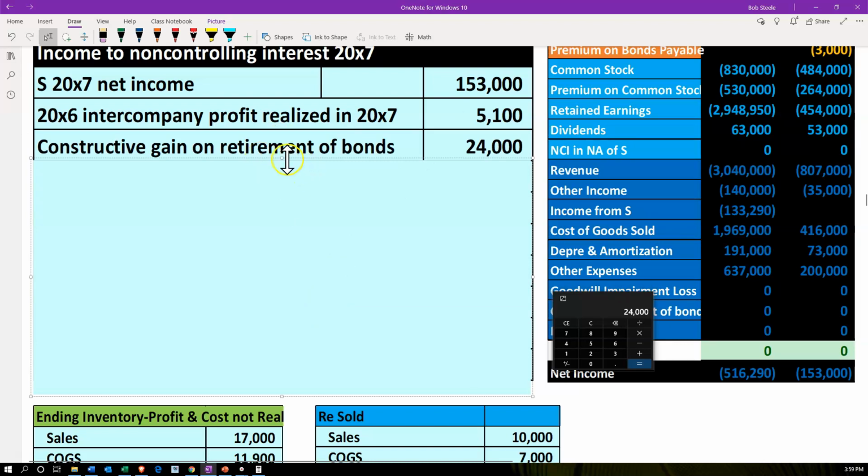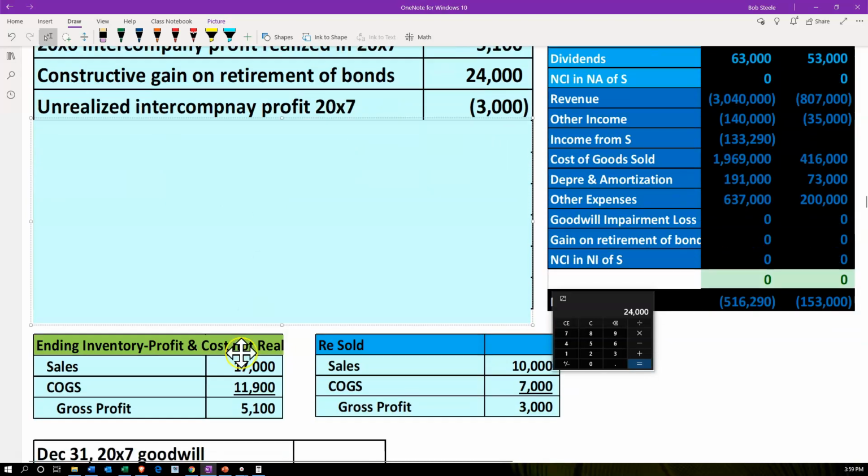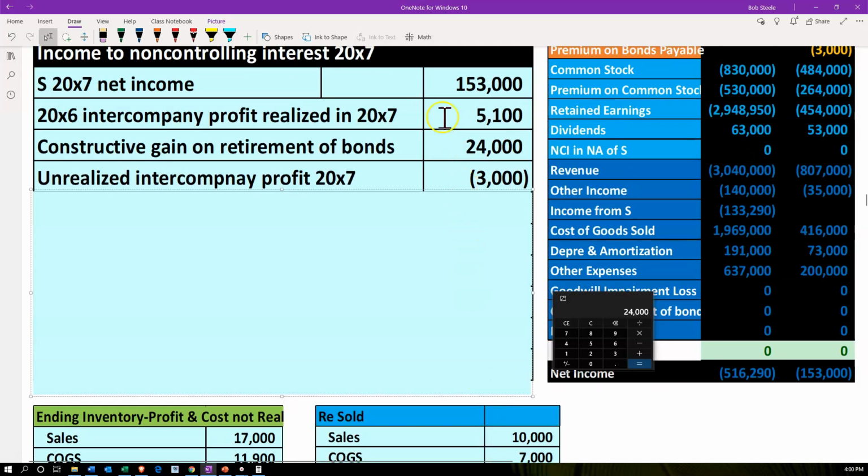Then we have, and I'm going to do this one first, the unrealized intercompany profit. In other words, this was the prior year that we basically reversed. And then we've got basically the current year, which is going to be the 3,000 gross profit. And so that's going to be the current year. So this is the prior year related to inventory. This is going to be the current year related to the inventory.